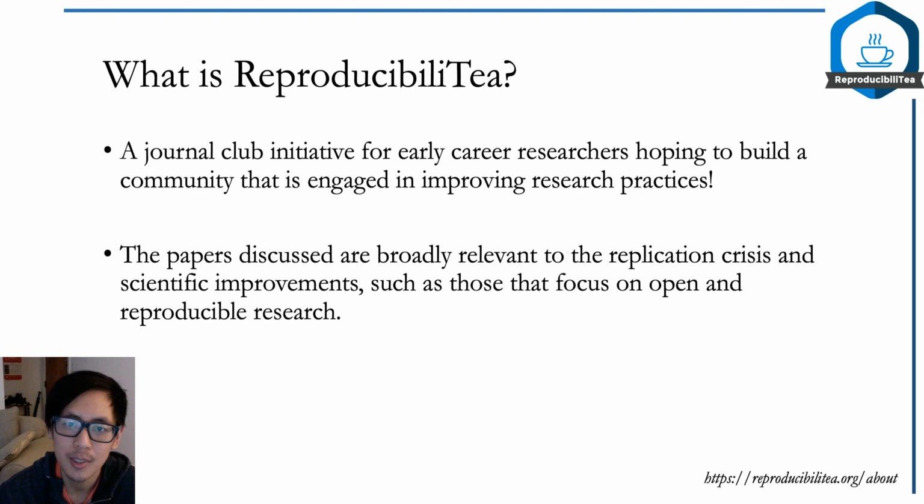What is reproducibility? It's a journal club initiative for early career researchers hoping to build a community that is engaged in improving research practices. And the papers that are discussed at a reproducibility journal club are usually relevant to the replication crisis and looking at improving science. Mainly those papers that focus on open and reproducible research.